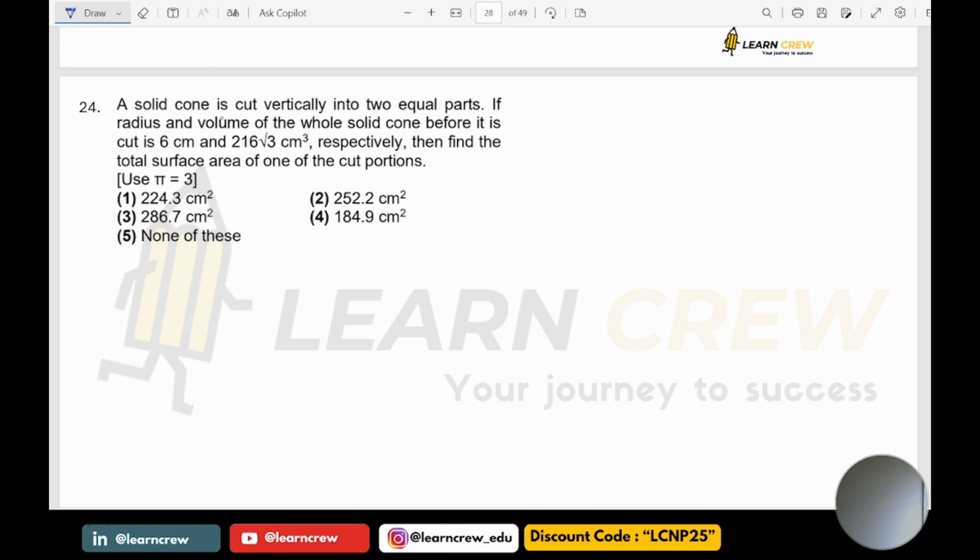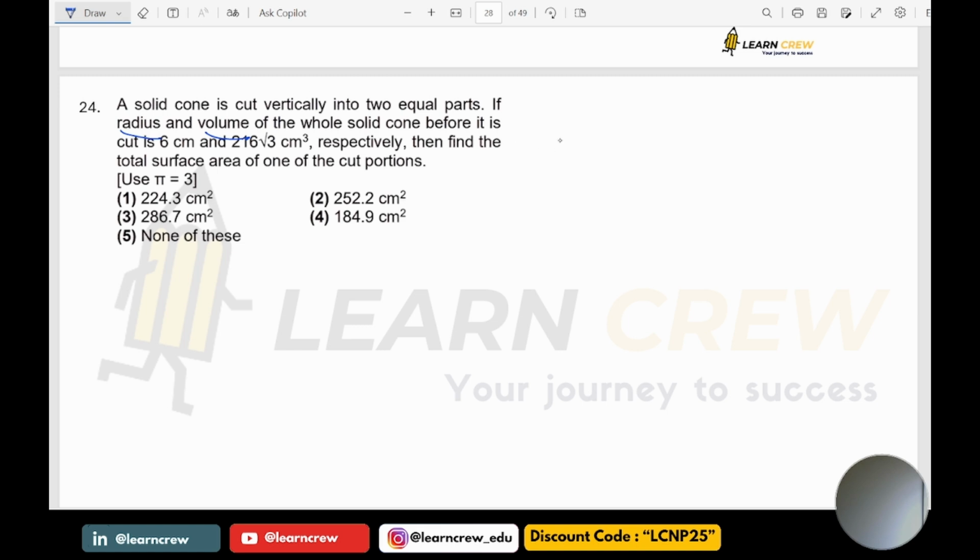Next, a solid cone is cut vertically into two equal parts. The radius and volume of the whole solid cone before it is cut are 6 centimeter and 216 root 3 centimeter cube. Radius is given and volume is given. Then find the total surface area of the cut portions.